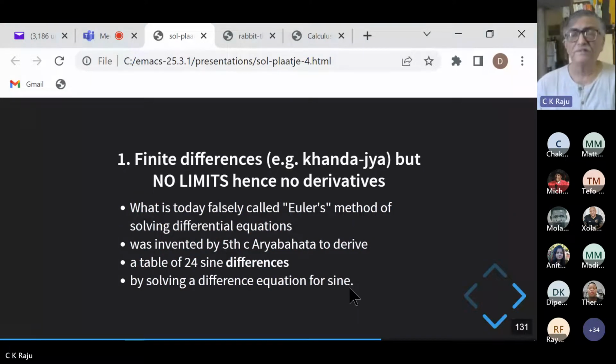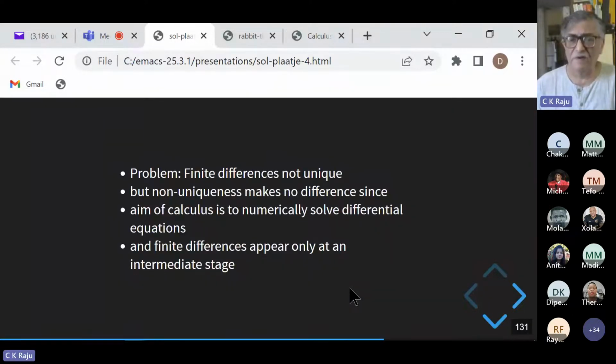Of course, they are not unique. So you'll say, what's the problem? How do I know? But you don't need uniqueness, because the aim of calculus is to numerically solve differential equations. Most practical applications of calculus come from the solution of differential equations. And in that, finite differences appear only at an intermediate stage. It doesn't matter which finite difference scheme you use.